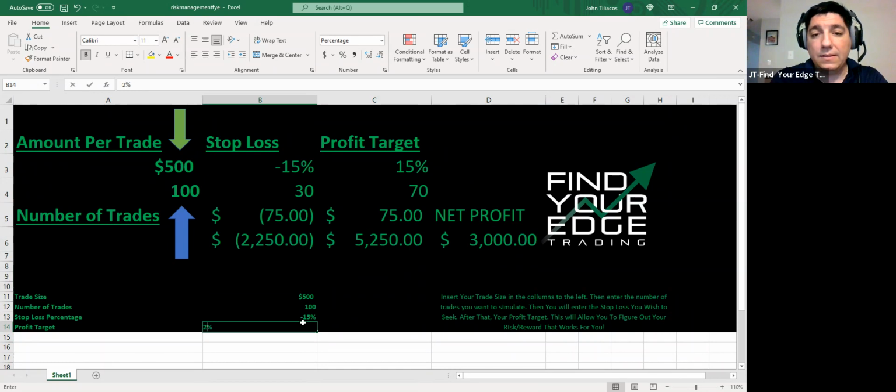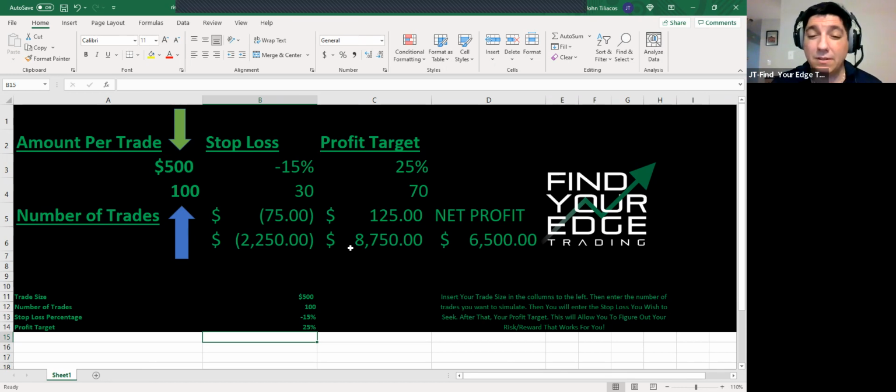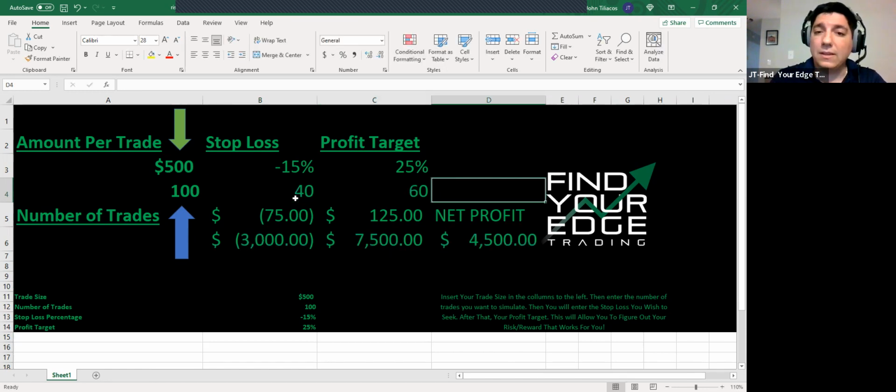And it doesn't have to be crazy, but even at 20, 15, 25, look at this win rate, which is pretty good, 70%, making 6,500 bucks over 100 trades, and you're only using $500 a trade. That's great over time. Now, if we were going to do 60-40, still 4,500 bucks, it's great. And that's definitely a reasonable way to look at it.